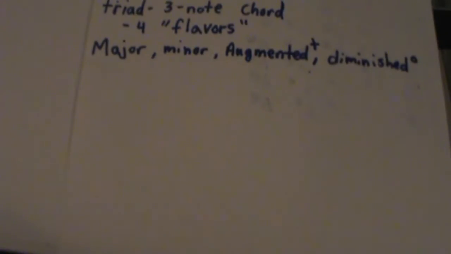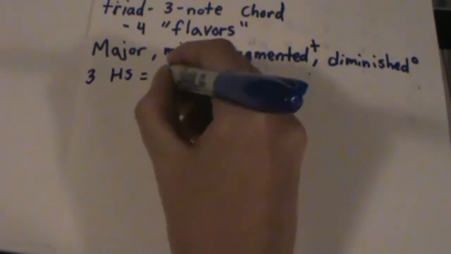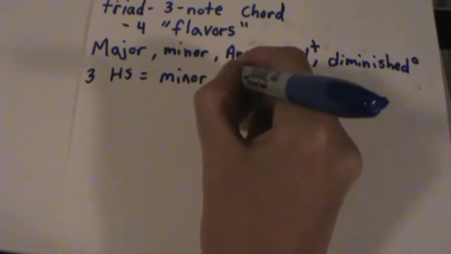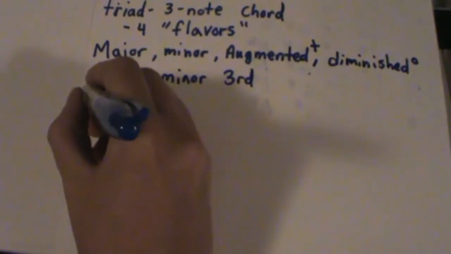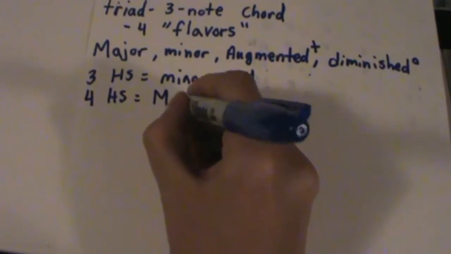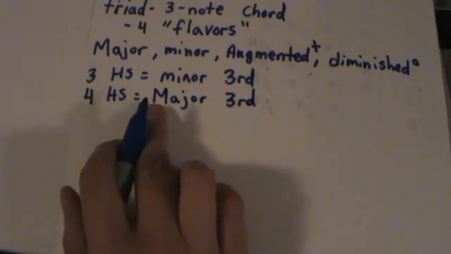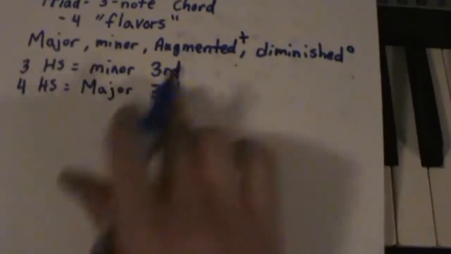So, the last lesson, I actually put a little star on the little chart that I drew out on my paper beside the interval. That's 3 half steps, and that's a minor third. And then the 4 half steps, which is a major third. And we build chords using thirds. So it's what they call tertian harmony.